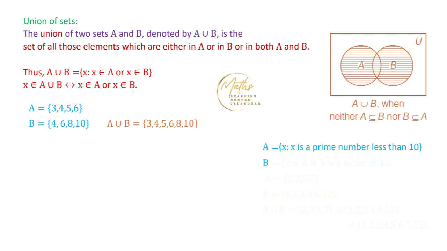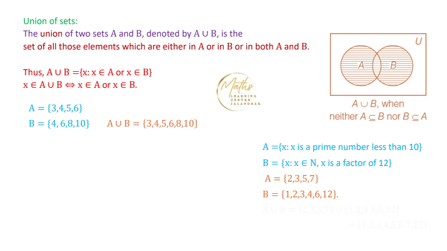There is another set B, it has elements X such that X belongs to N and X is a factor of 12. Now, when we are talking about the set A, we are saying prime numbers less than 10. They are 2, 3, 5, 7. When we are saying set B, X is a factor of 12. So factors of 12 are 1, 2, 3, 4, 6, 12.